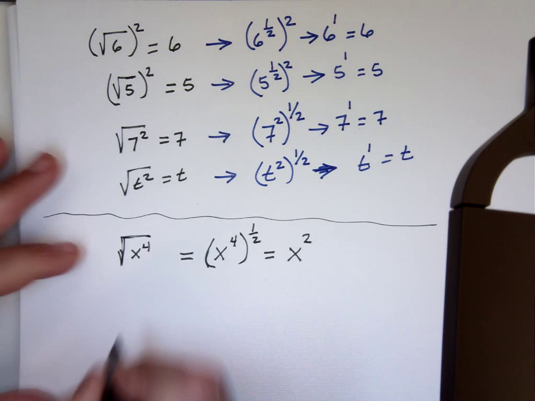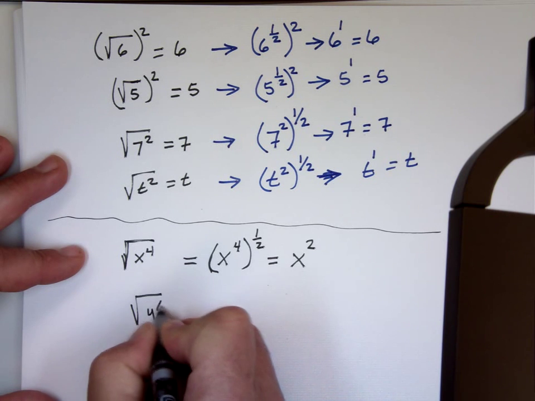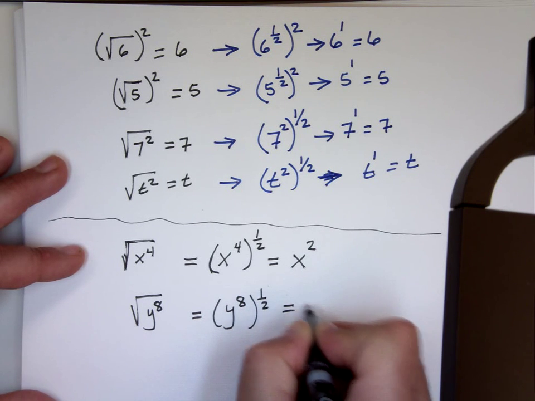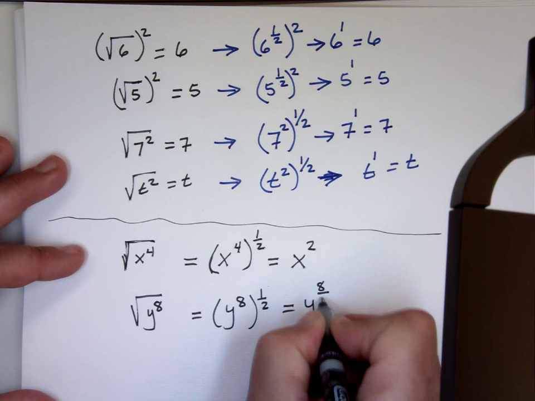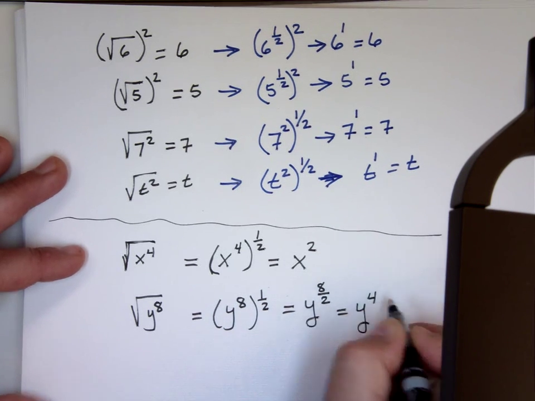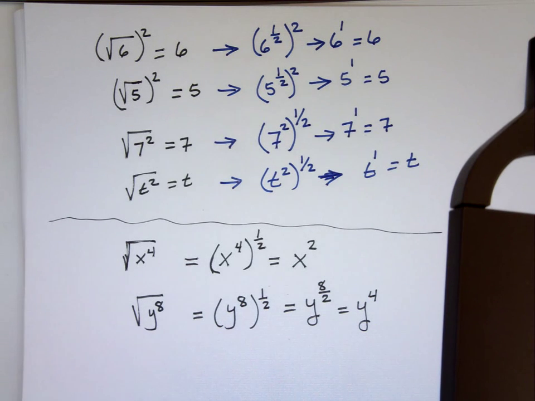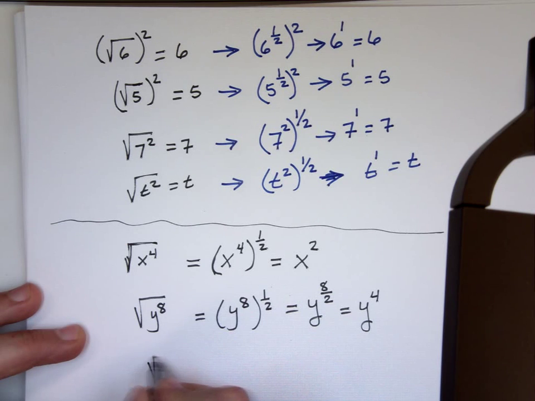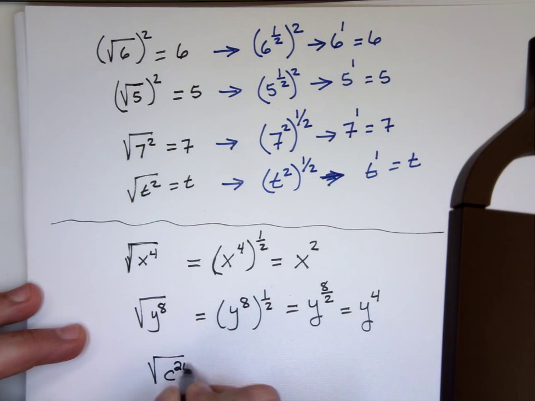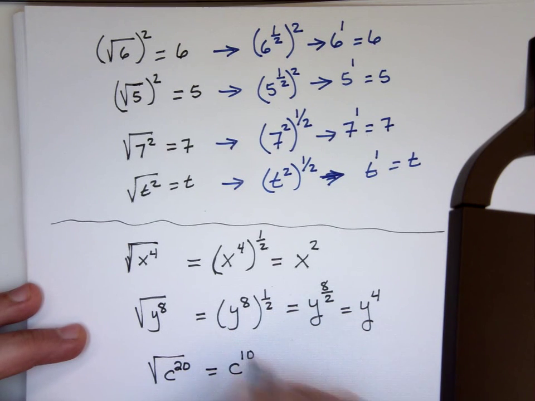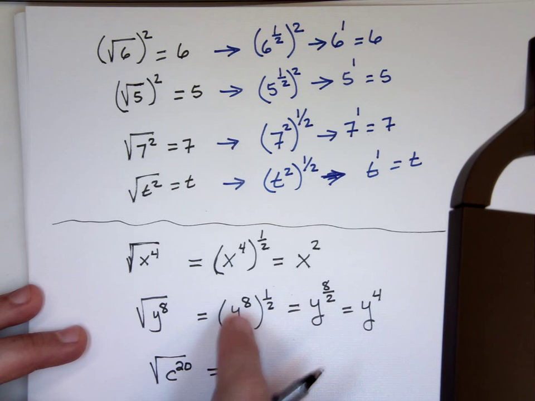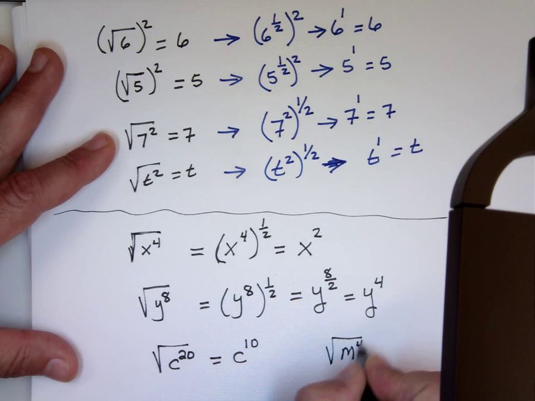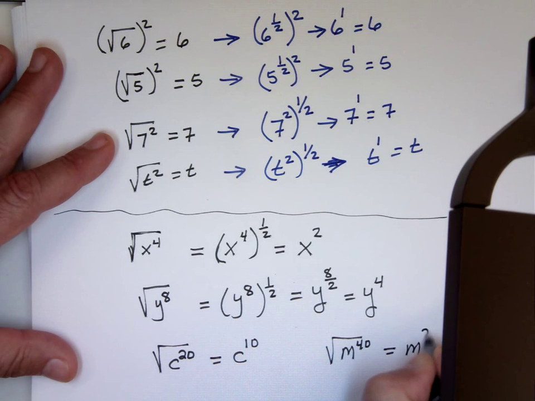What is the square root of y to the 8th? This is y to the 8, the whole thing to the 1/2. Power to power you multiply. 8 times 1/2 is 8 over 2, which is y to the 4th. So the easiest thing to do, instead of going through all these steps, is take the power and divide it by 2. So what is the square root of c to the power 20? Divide the 20 by 2, which gives c to the 10. Multiplying by 1/2 is the same as dividing by 2. What is the square root of m to the power of 40? Divide the 40 by 2, that's m to the power of 20.